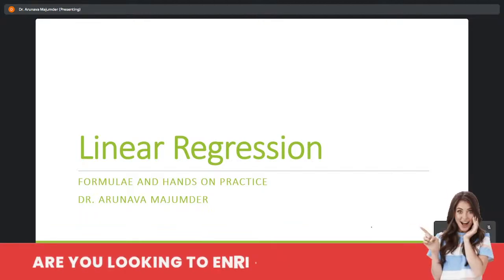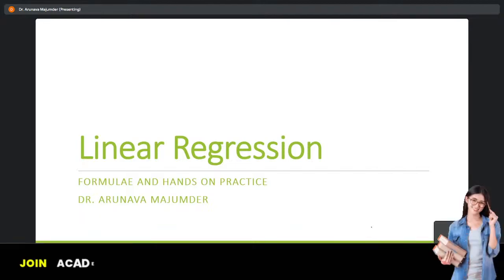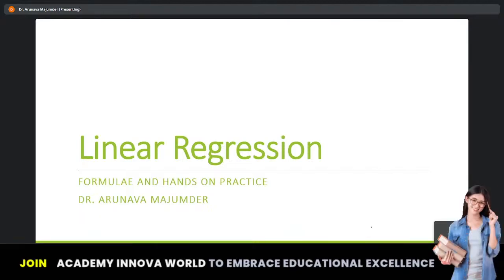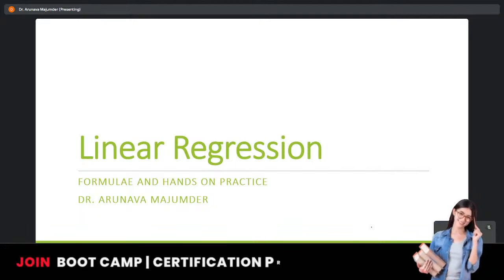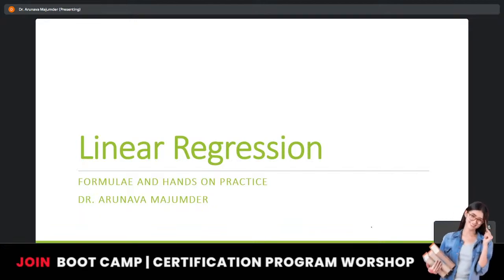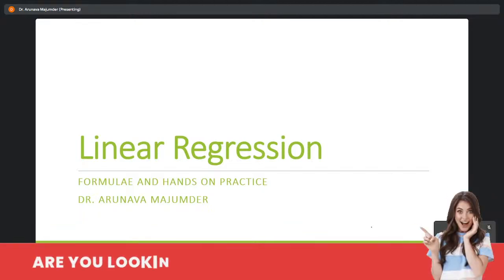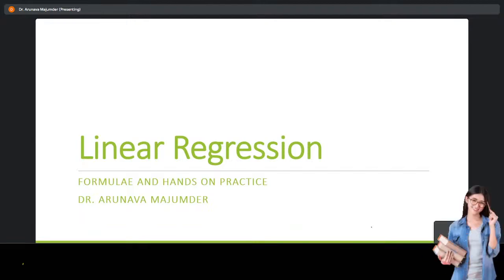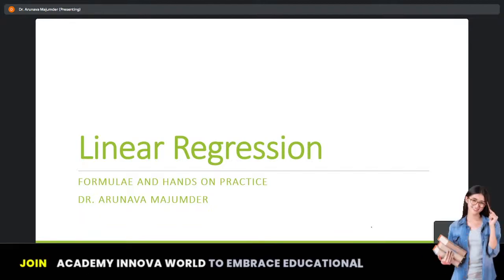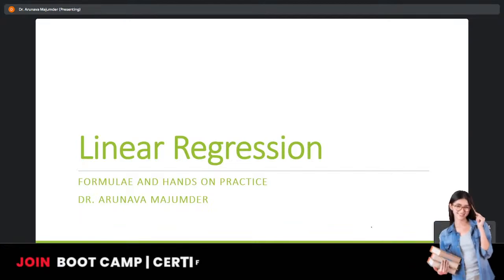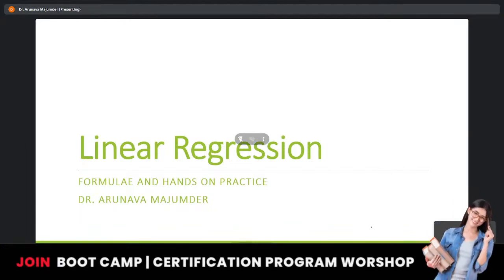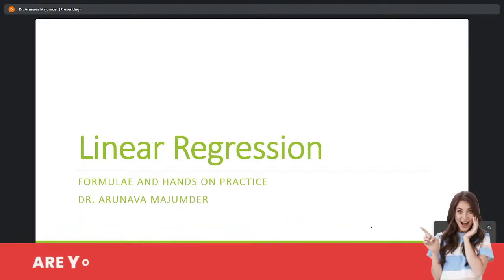Hello students. Today we are going to discuss linear regression, which is one of the most important topics of probability and statistics. I am Dr. Arunava Majumder, and today I will teach you linear regression, some basic formulas of linear regression, and some hands-on practice, some practical examples of linear regression.